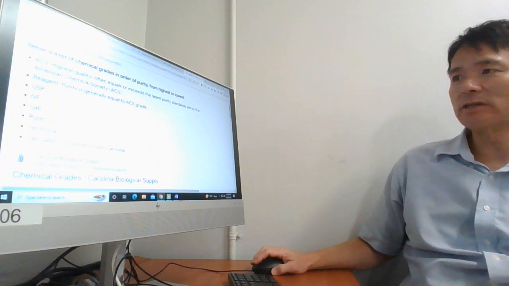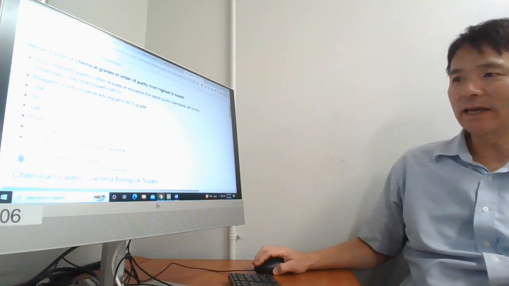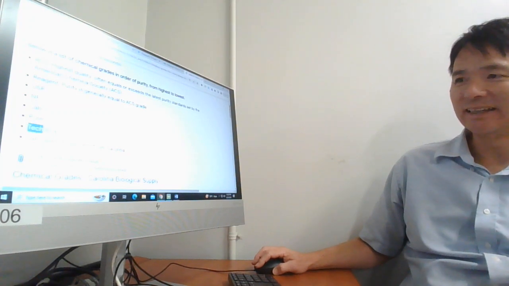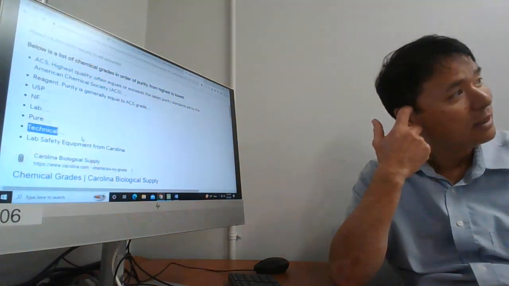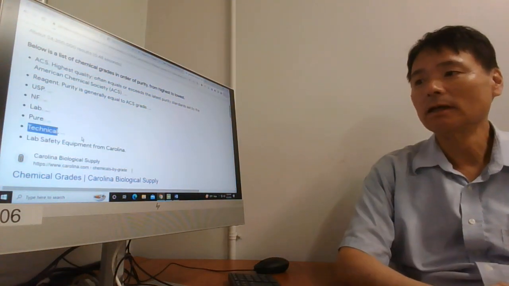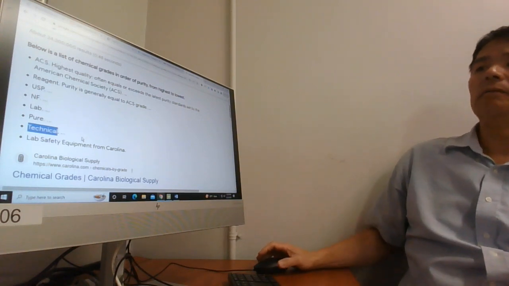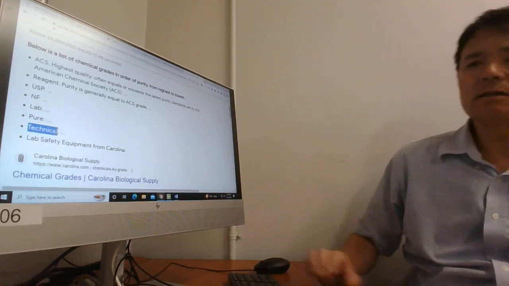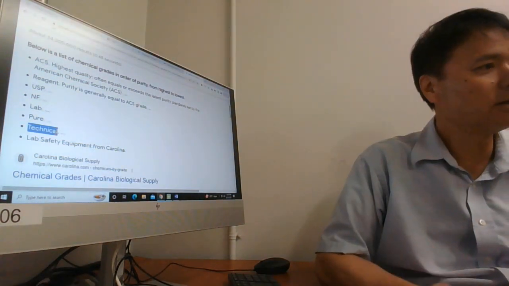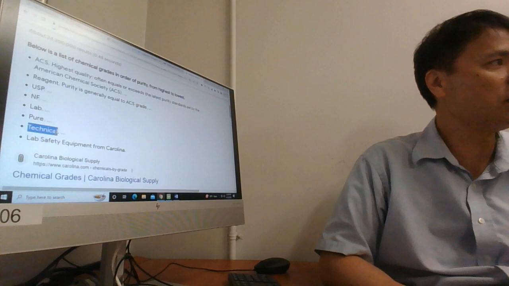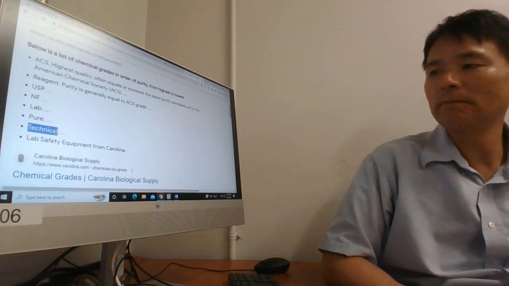So below is a list of chemical grades in order of purity from highest to lowest. So we get technical grade. Why? We get technical grade because it's the cheapest, but it's also the least pure. Technical grade is like after synthesis. Maybe you wash it, you collect the crystals, but you certainly don't recrystallize it because that's too expensive, and you're wasting chemical.